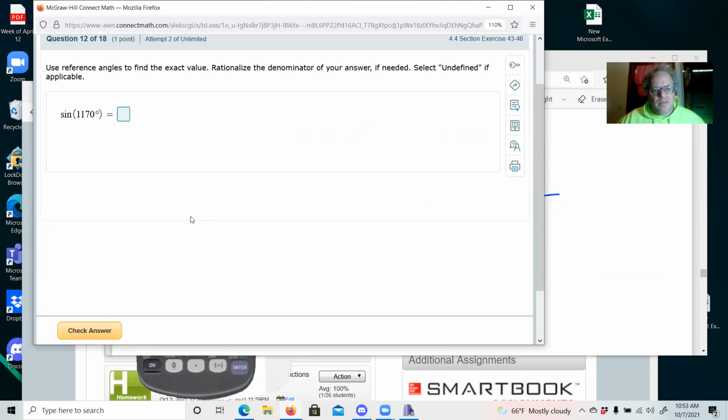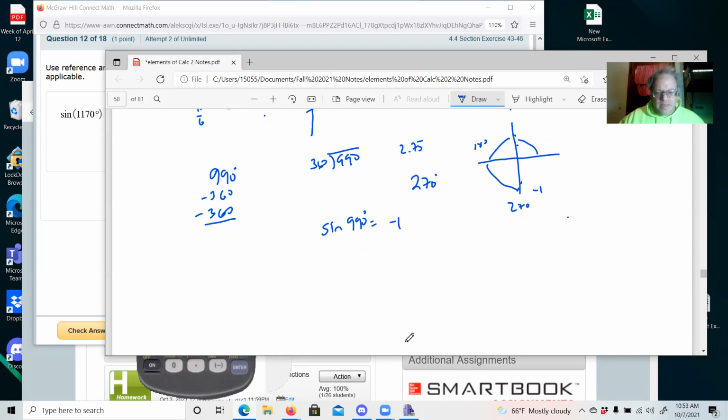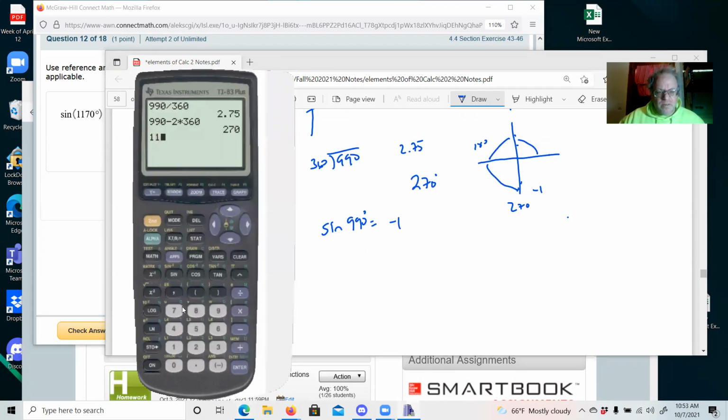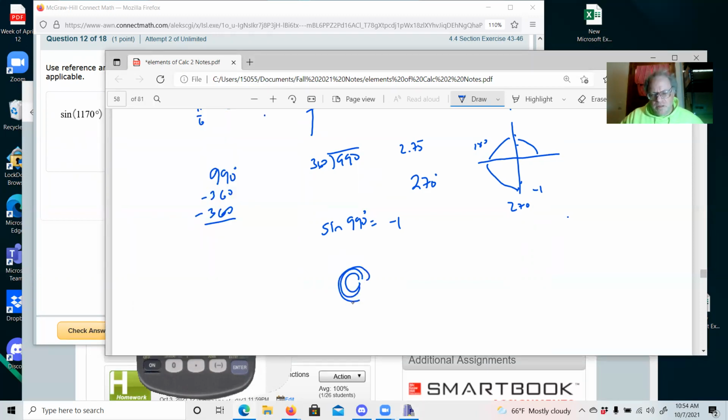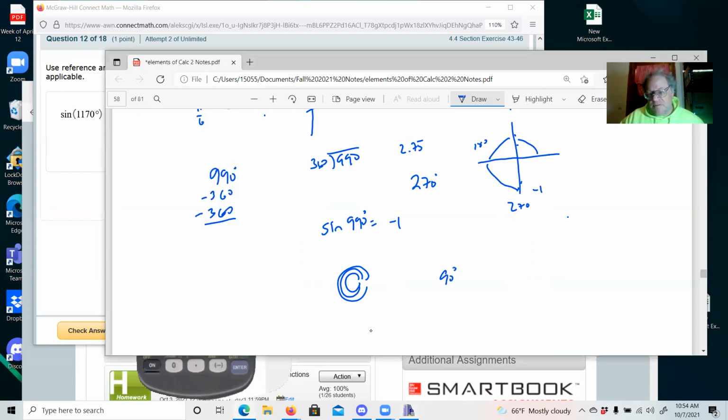Is that as hard as it's going to get for these? Let's find out. So let's see, that is going to be 1170 divided by 360. That's 3.25. All right. Oh yeah, it is going to be that easy every time. Okay. So it's going to be 1, 2, 3 times around. So we're going to take 1170 minus 3 times 360, because we've already accounted for the 3 revolutions and we have 90 degrees left.